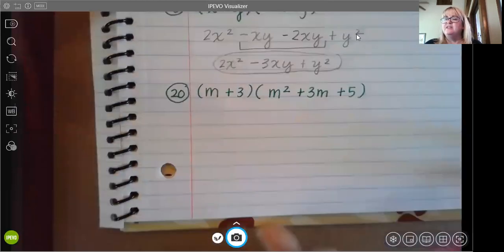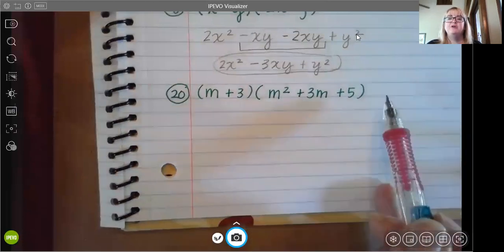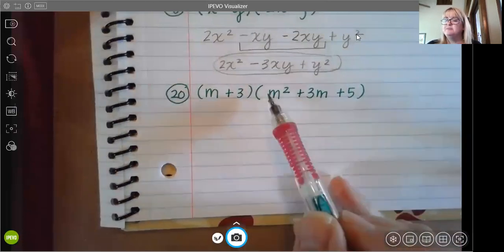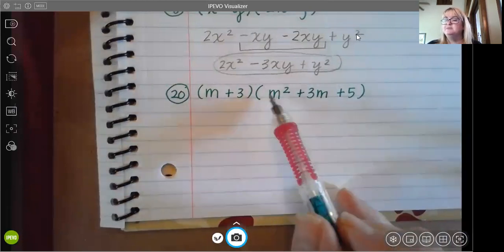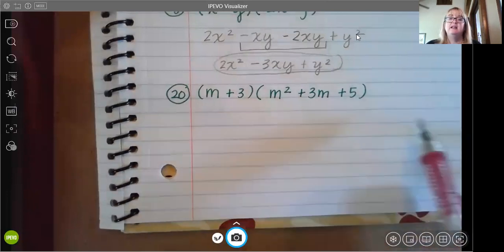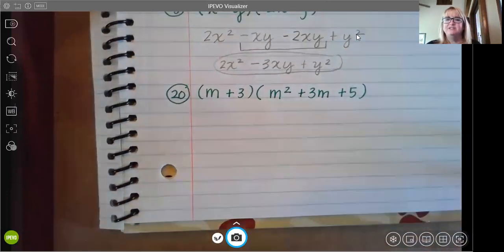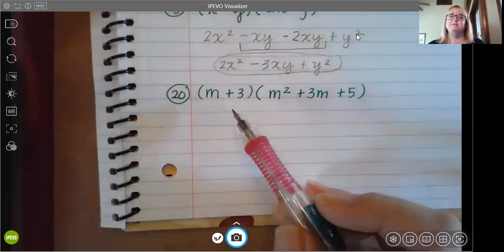Okay, now this is a binomial times a trinomial. So when I multiply m times all these terms, I'm going to have 3 terms. And then when I multiply the 3 times all these terms, I'll have another 3. So there will be 6 terms if I just make one long line. I may try to stack it. We'll see what happens with that, just to kind of help me combine.